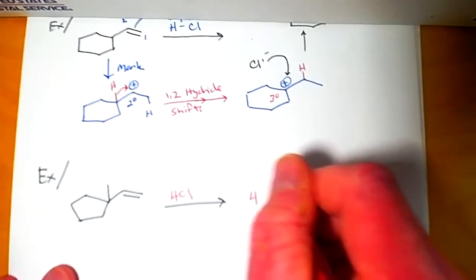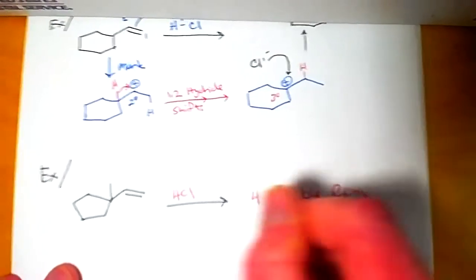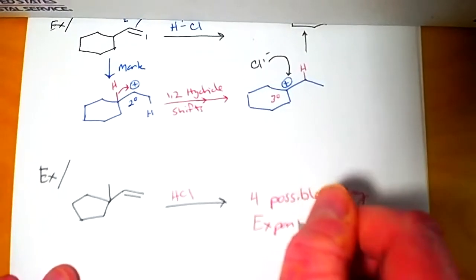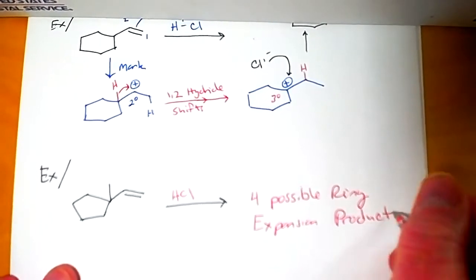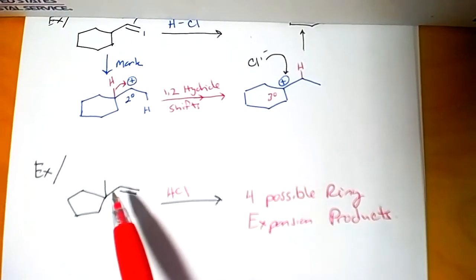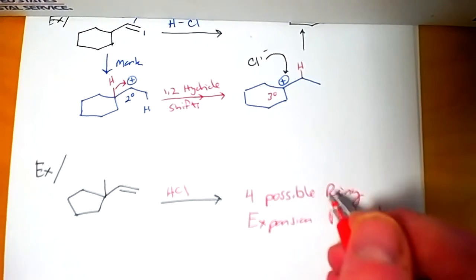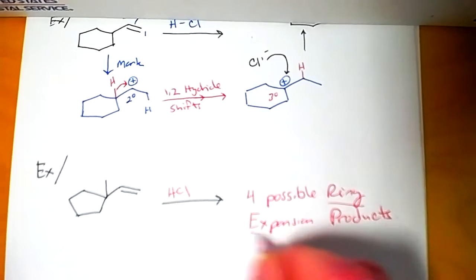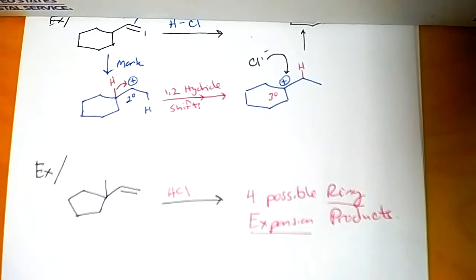So, 4 possible ring expansion products, and there are other possibilities as well. You could shift the methyl group, but here I'm talking about the ring expansion product. So what I'd like you to do is to try to figure out and determine what those 4 different products are and what their relationships are to each other.